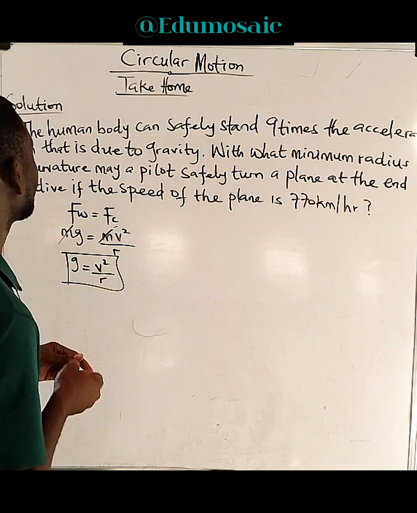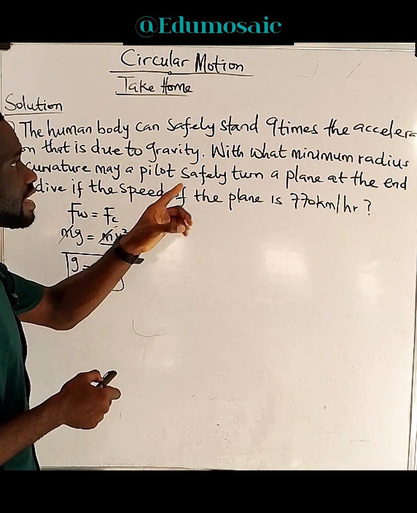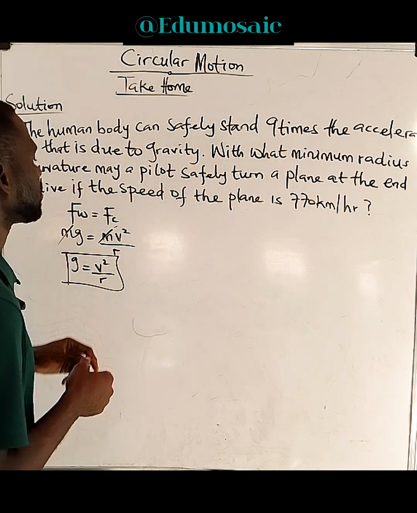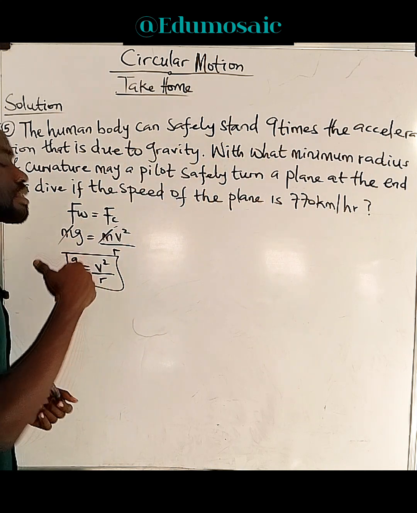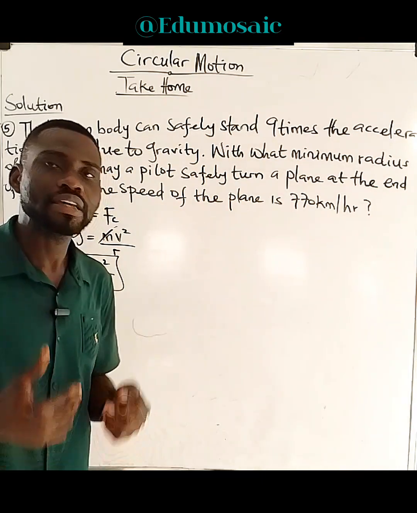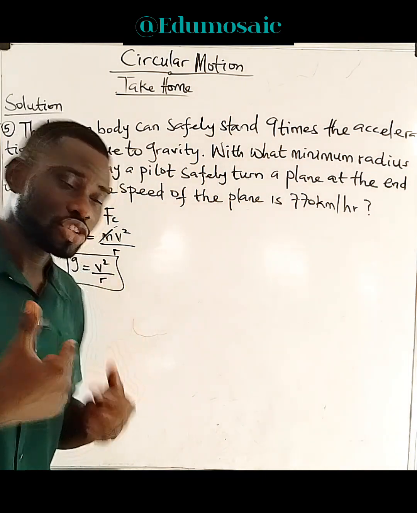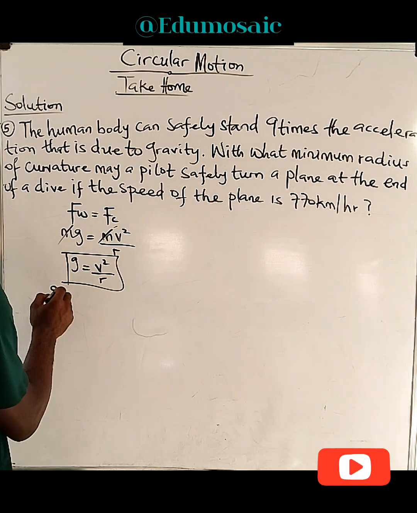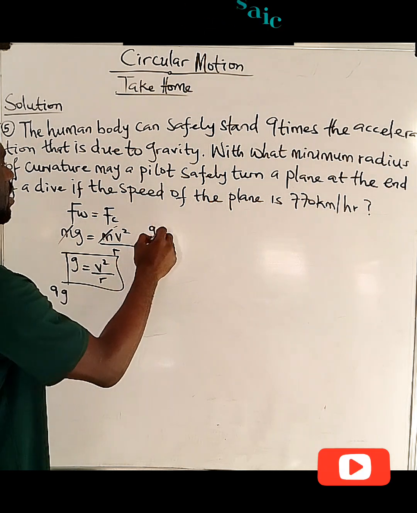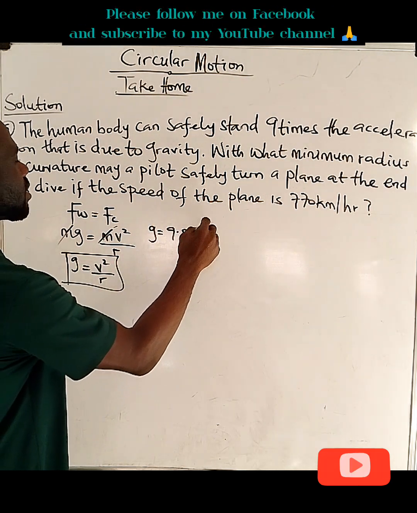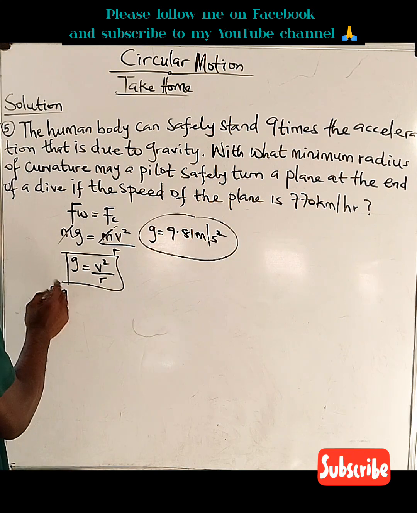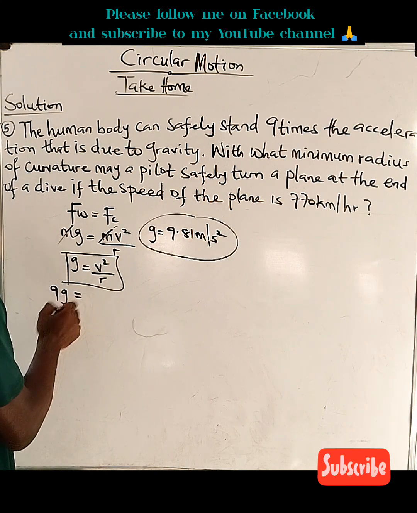Now don't forget, the human body can safely withstand, or stand for short, 9 times the acceleration that is due to gravity. So it means the human body can withstand 9 times the acceleration due to gravity. So the gravity is going to be 9g. Don't forget that gravity is a constant, 9.81 meter per second squared. So this 9g is 9 times the acceleration that's due to gravity.